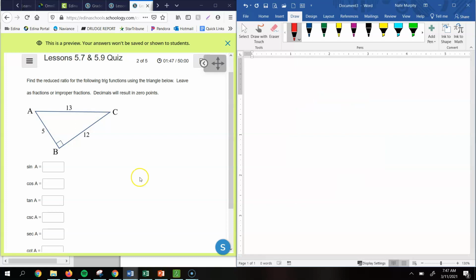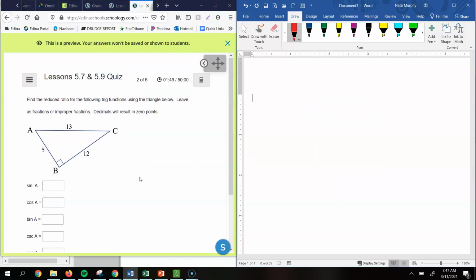Alright, so this has a little bit of 5.7 in it with a little bit of 5.9, with the secant, cosecant, and cotangent functions, but it also has sine, cosine, and tangent. So it's a combination of some of the things we did earlier in the chapter and some of the more recent stuff. Alright, so to start out with, we're working with A, so the sine of A would be the opposite over the hypotenuse.